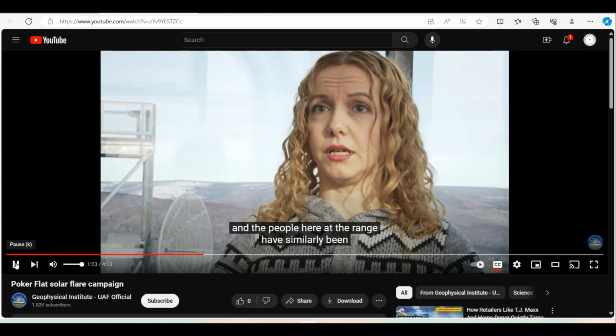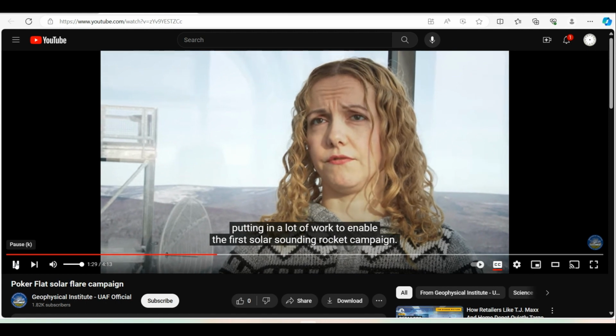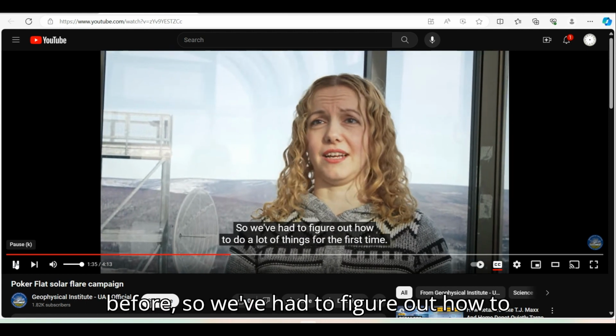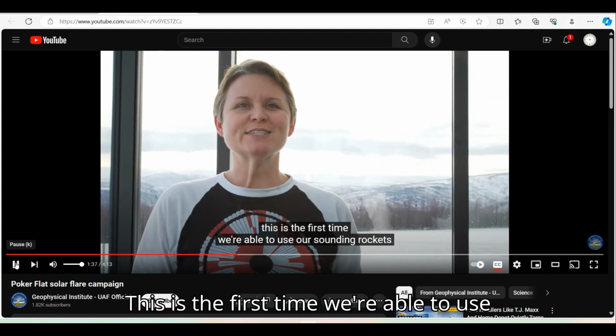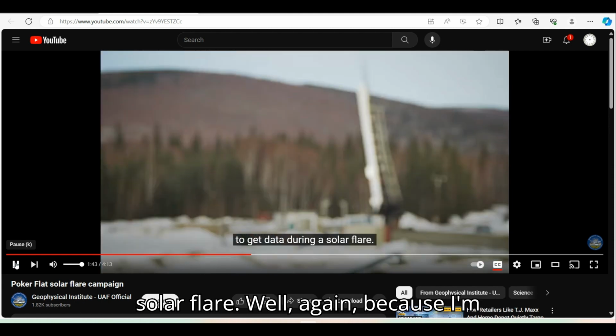The folks and the people here at the range have similarly been putting in a lot of work to enable the first solar sounding rocket campaign. It's not a thing that has happened before, so we've had to figure out how to do a lot of things for the first time. This is the first time we're able to use our sounding rockets to get data during a solar flare.